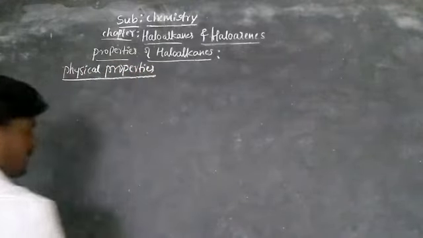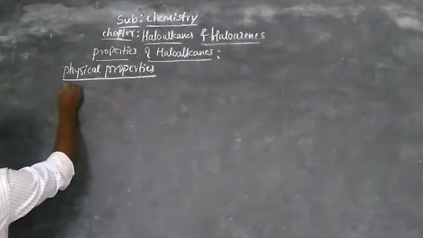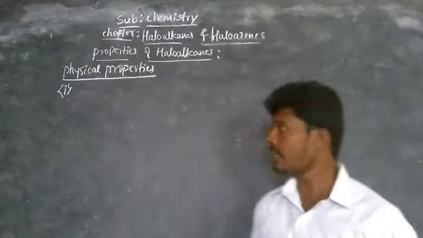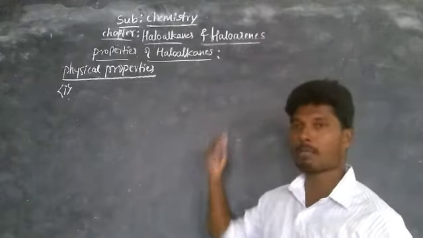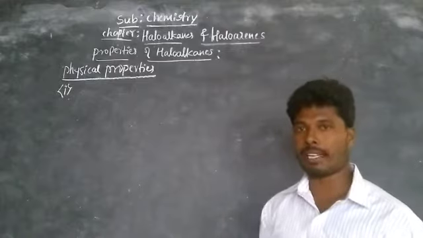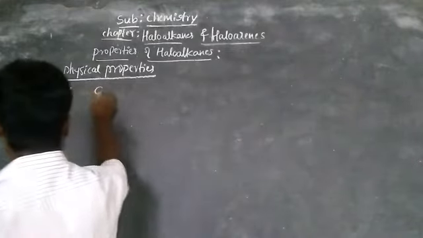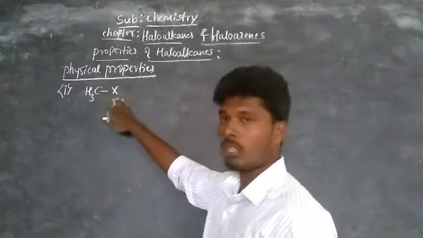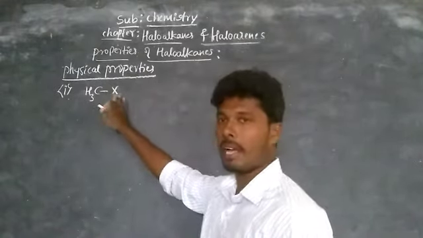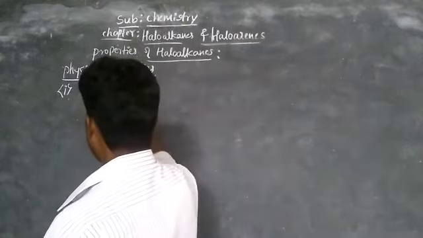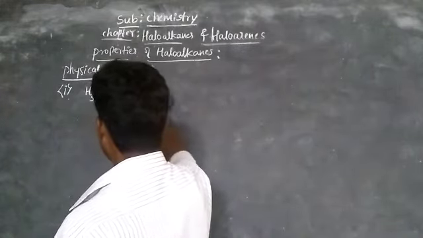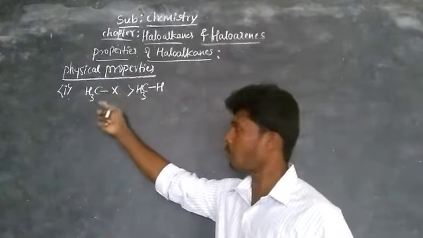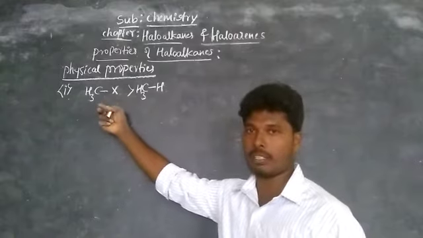Under physical properties, the first property is that the boiling point of haloalkanes is higher than that of the corresponding alkanes. For example, observe CH3X, that is chloroalkane or halomethane. Its boiling point is higher than the corresponding alkane, that is methane. So from methane you get chloromethane or halomethane, right?